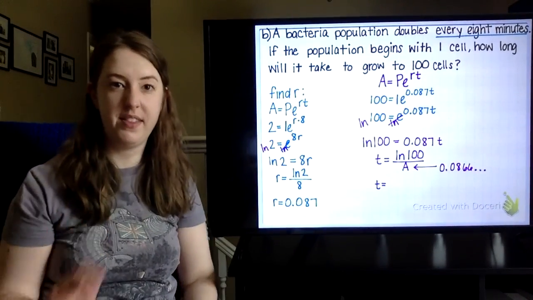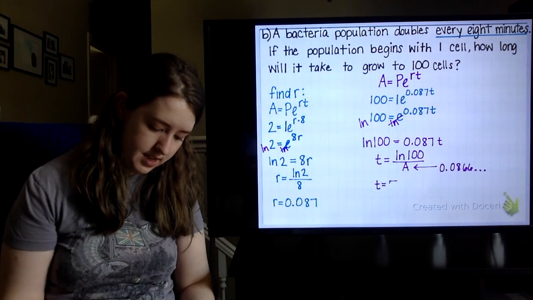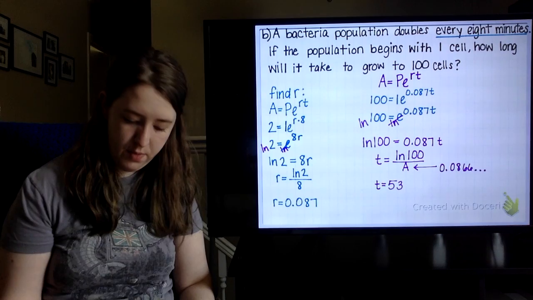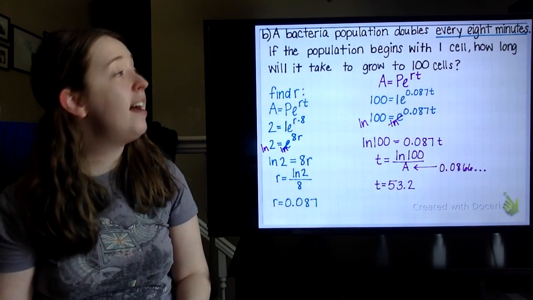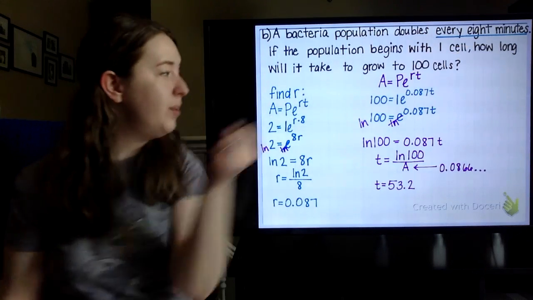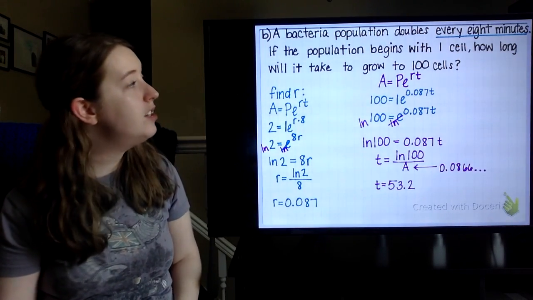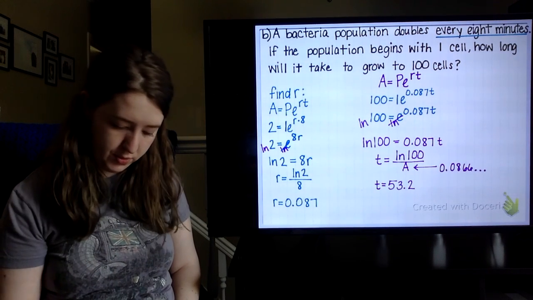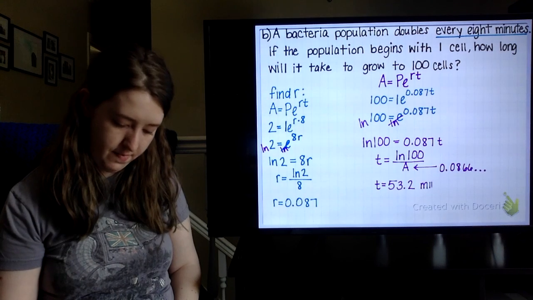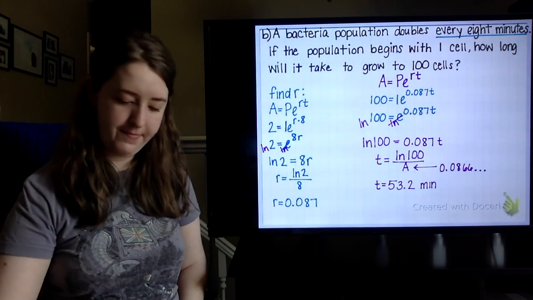Okay, so sorry about that. So that means that we end up with 53.2. And if we go back and look at our units, that means that we are in minutes. So we will have 100 bacteria in 53.2 minutes.